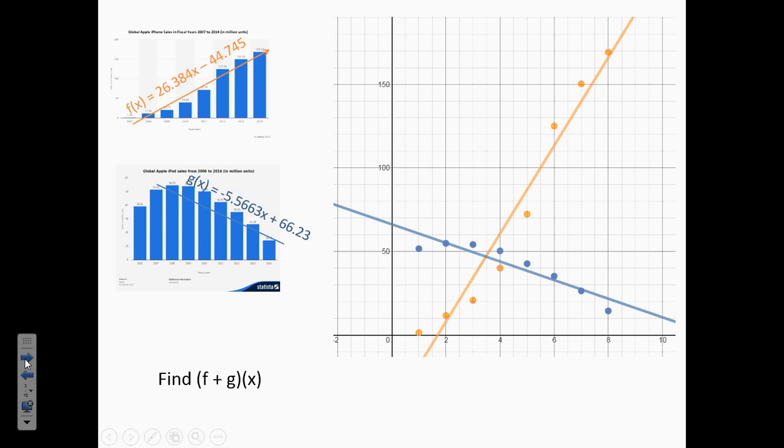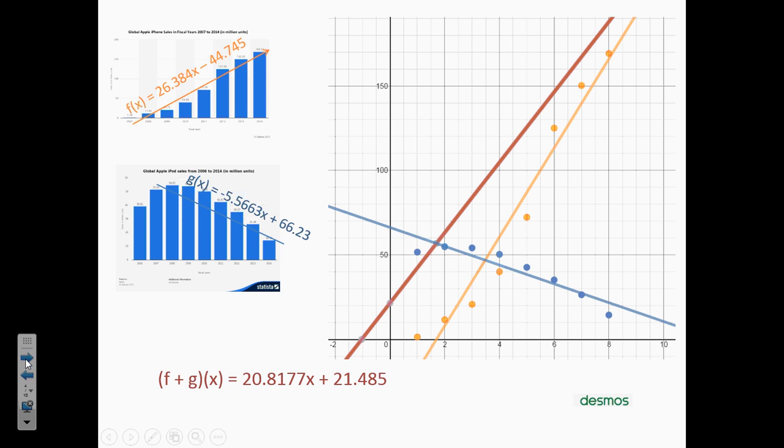So what do you think it is going to look like when I add these two equations up? I take a line, I add a line, I'm going to get y equals mx plus b, a linear equation, right? And it won't be as steep as 26.38 because this one's falling by 5.5. And then we'll have a different value for our b. So when I combine those two, the red line is our combined function of 20.81x plus 21.485.